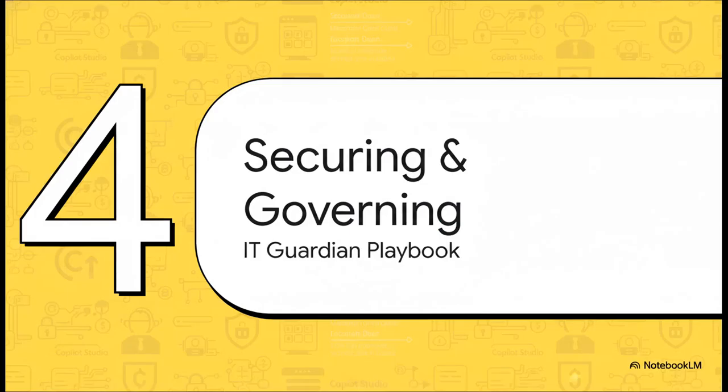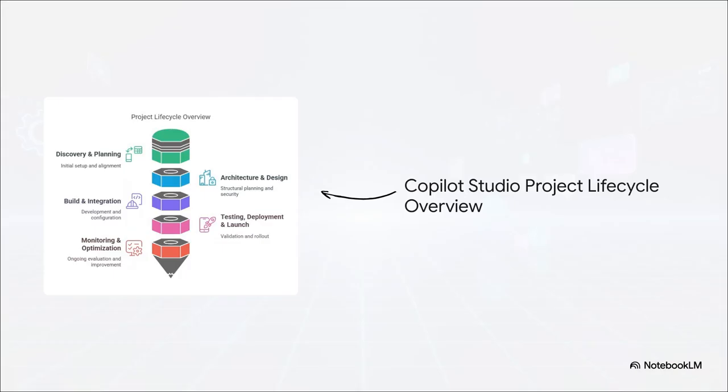Section 4. Securing and Governing Agents, the IT Administrator's Guardian Playbook. Now, I know what the IT folks are thinking right now. Giving an AI access to your databases and letting it send emails autonomously, that sounds like a total security nightmare.